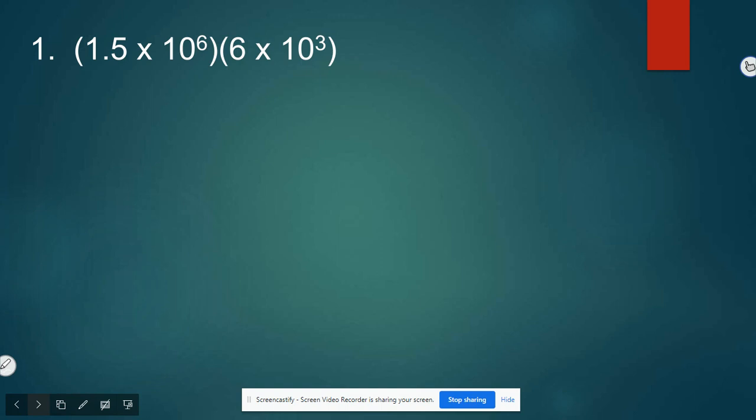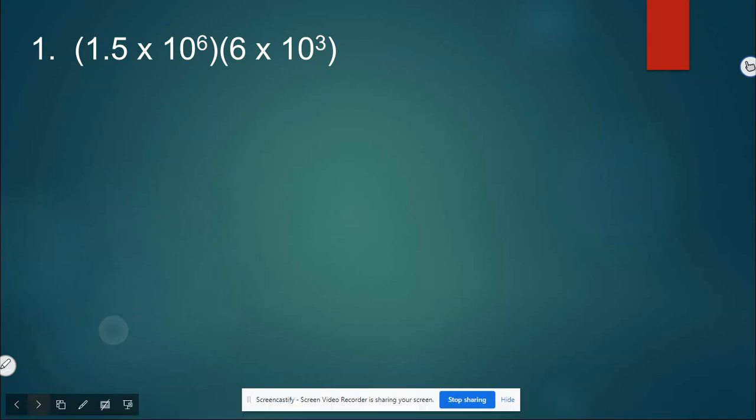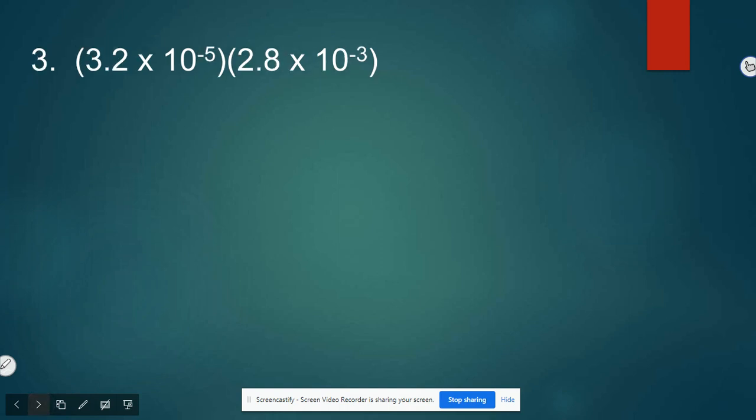Number 1, 1.5 times 10 to the 6th times 6 times 10 to the 3rd. Well, 1.5 times 6 is 9. And 10 to the 6th and 10 to the 3rd would be 10 to the 9th. Okay, so I multiplied 1.5 times 6, and I added my 6 and 3. And we're going to do a lot of this without a calculator today because when it comes time for a state test, typically you're not allowed to use a calculator for this type of multiplication. So now we have 3.2 and 2.8.